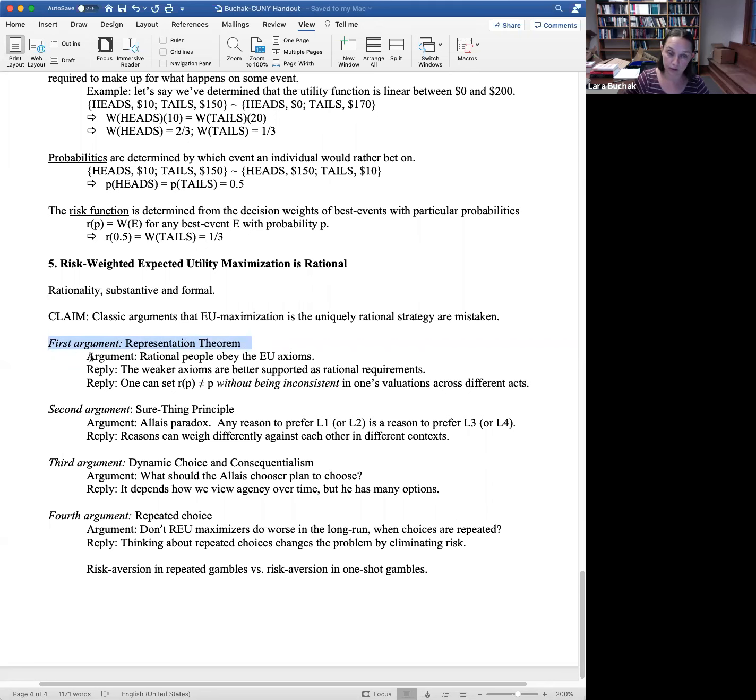The argument here, if all you have is the EU representation theorem, then the argument is, look at these axioms, they characterize rational preferences. My reply to this argument is going to be that actually the weaker axioms of risk-weighted expected utility are better supported as rational requirements. Another way to put this is that one can have a non-linear risk function without being inconsistent in how you value and how you make choices across different acts.